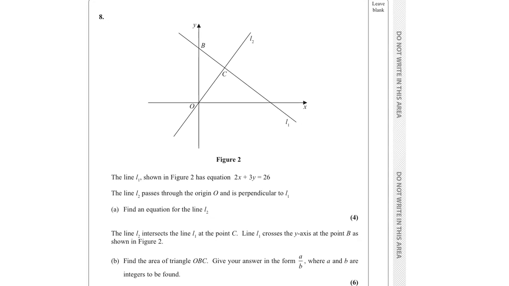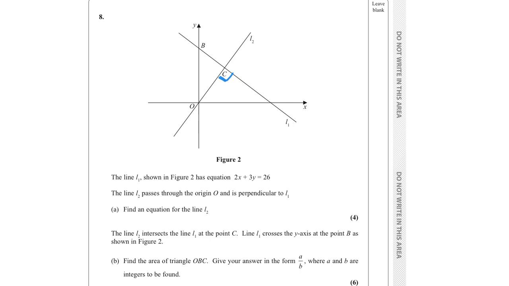The line L1 shown in figure 2 has equation 2x plus 3y equals 26. The line L2 passes through the origin and is perpendicular to L1. So that means that they do meet at a right angle, and because they're perpendicular, also the gradient of L2 is the negative reciprocal of L1. Find an equation for L2.